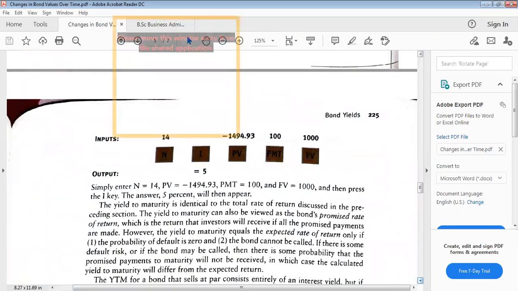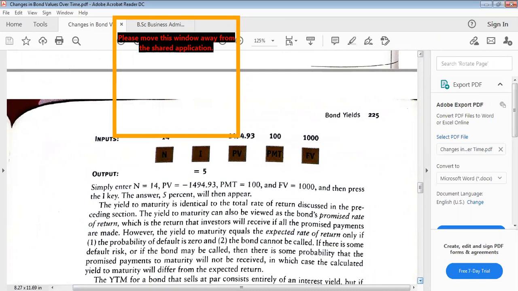So using the Excel sheet now, you will simply enter N equals 14, PV equals negative 1,494.93, PMT equals 100, and FV equals 1,000, and then press the I key. The answer, 5%, will then appear.